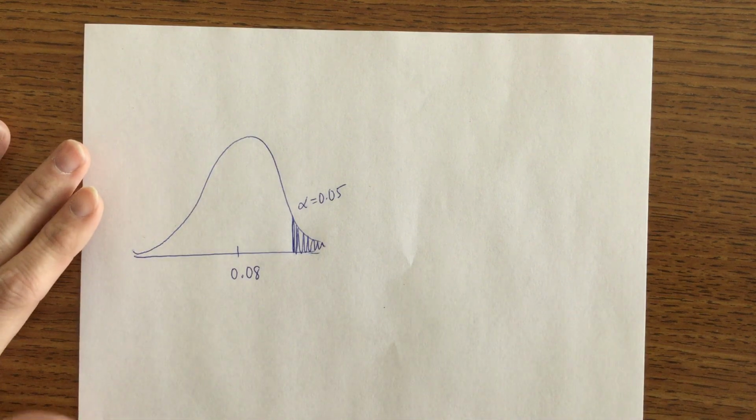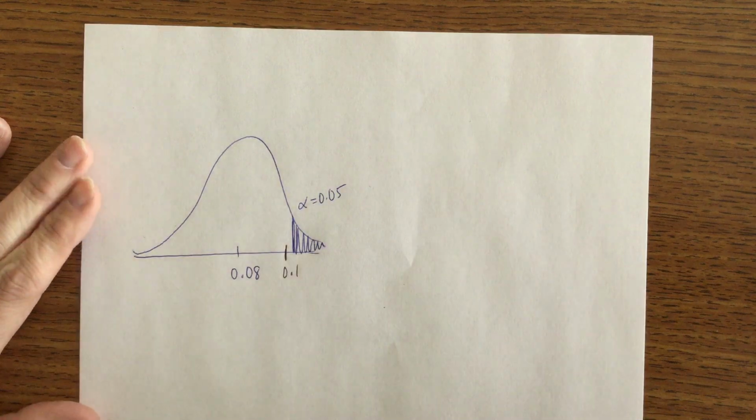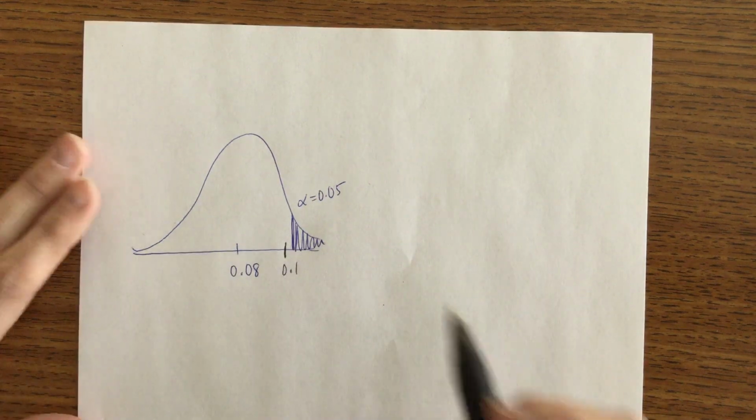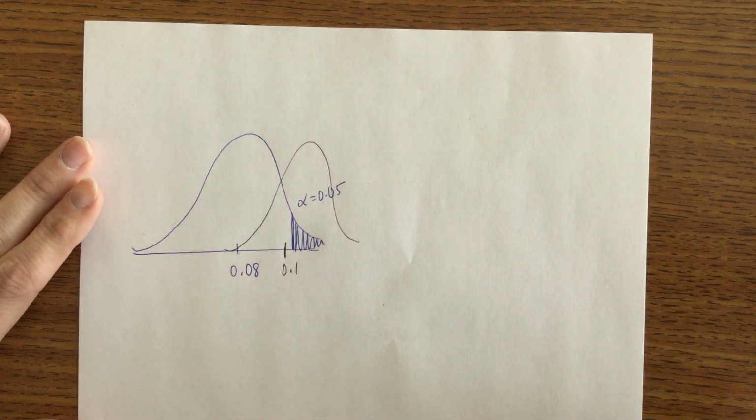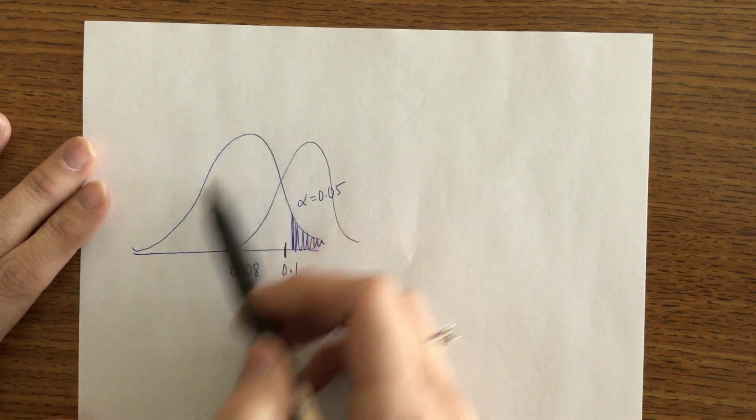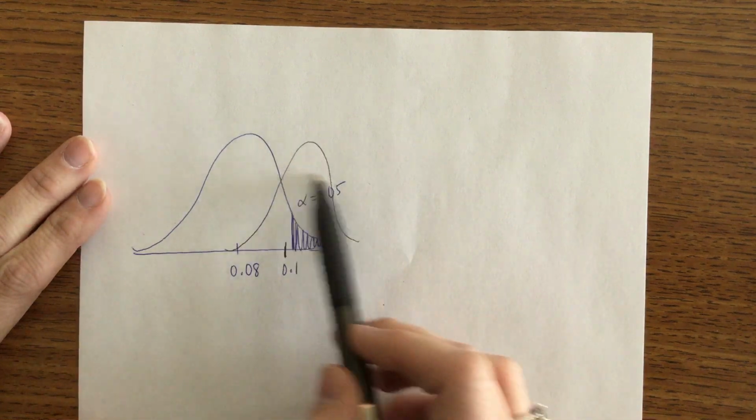Let's say that the true value is actually 0.1, which we don't know, and let's say 0.1 is there. This is really the distribution then. This is where I think the distribution is. This is where it actually is. So I'm really taking samples here.